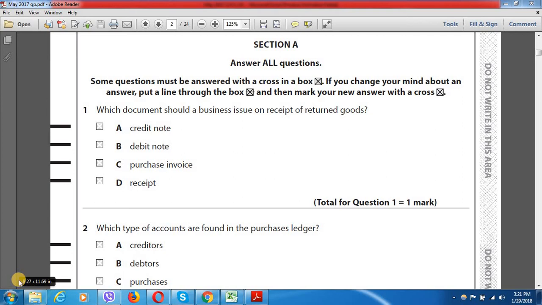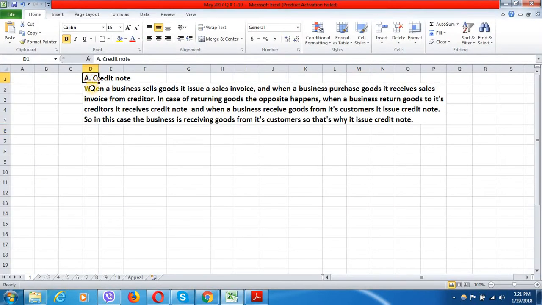Today we are going to solve May 2017 question number 1 to 10. Let's start. Number 1. Which document should a business issue on receipt of returned goods? Option A. Credit note, B. Debit note, C. Purchase invoice, D. Receipt. The answer is A.